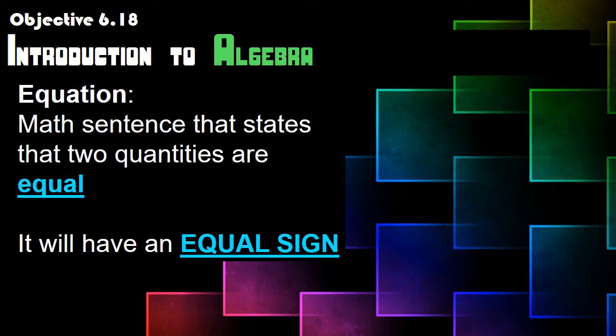So now here we're in the second part. Let's talk about what an equation is. An equation is a math sentence that states that two quantities are equal, and you guessed it, every equation will have an equal sign.